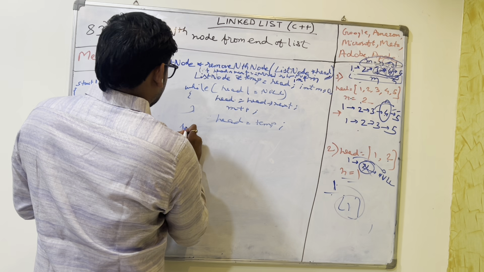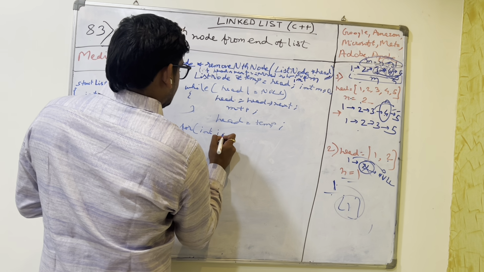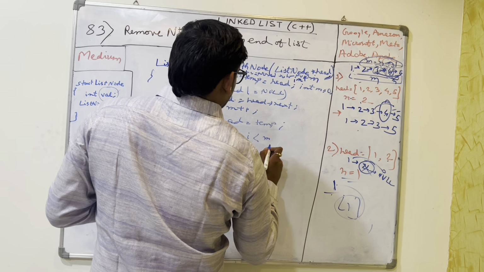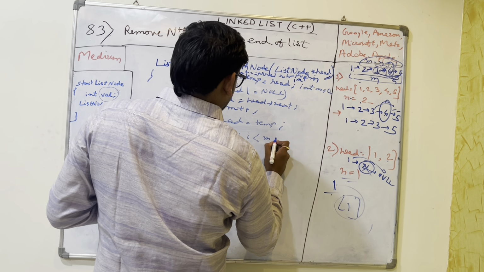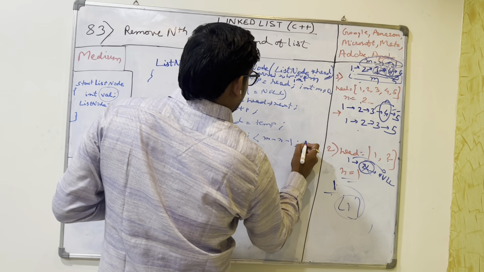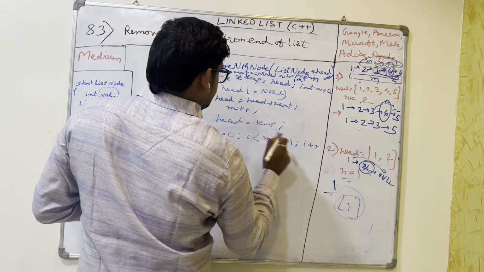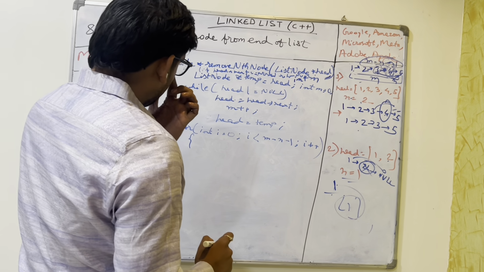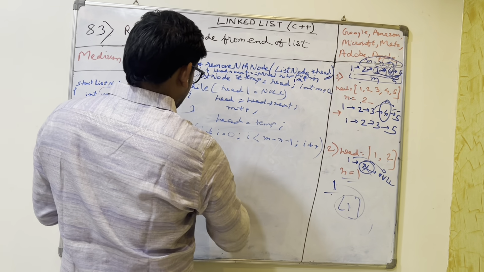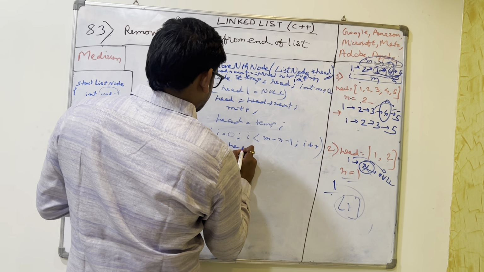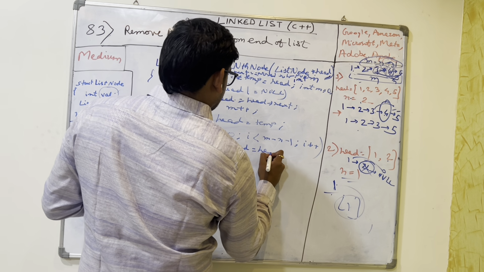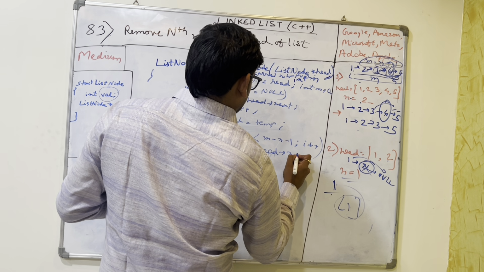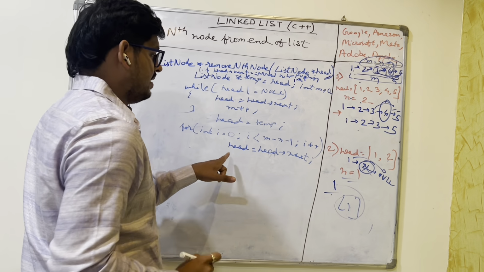So while, for int i equal to 0, we'll run the loop. i is less than m minus n minus 1, i plus plus. We are starting from 0, so it will cover m minus n minus 1 distance, right? So head would be head's next.